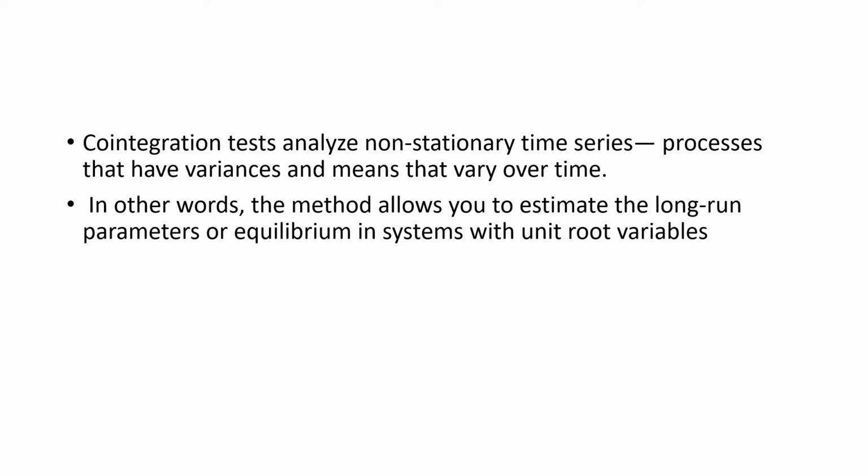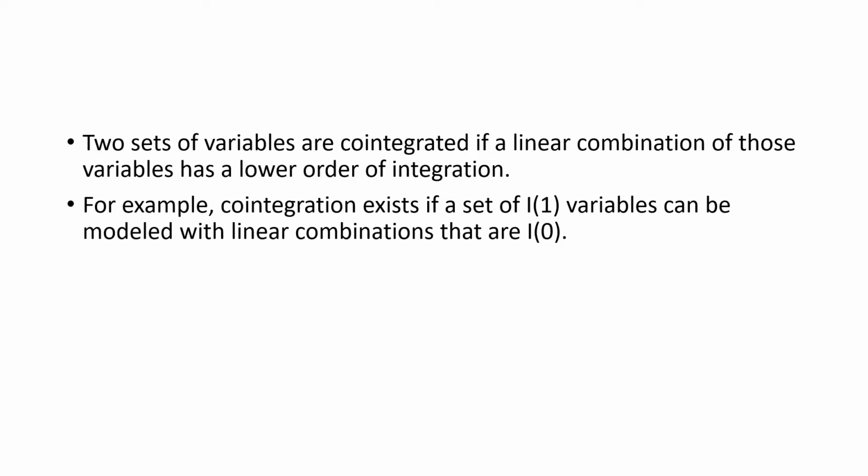Or you can say that this particular method of co-integration will help you to estimate the long run parameters or the equilibrium in the systems with unit root variables. We can say that two sets of variables are co-integrated if it satisfies certain conditions. That means that if the linear combination of these variables has got a lower order of integration, then you can say that there exists some co-integration.